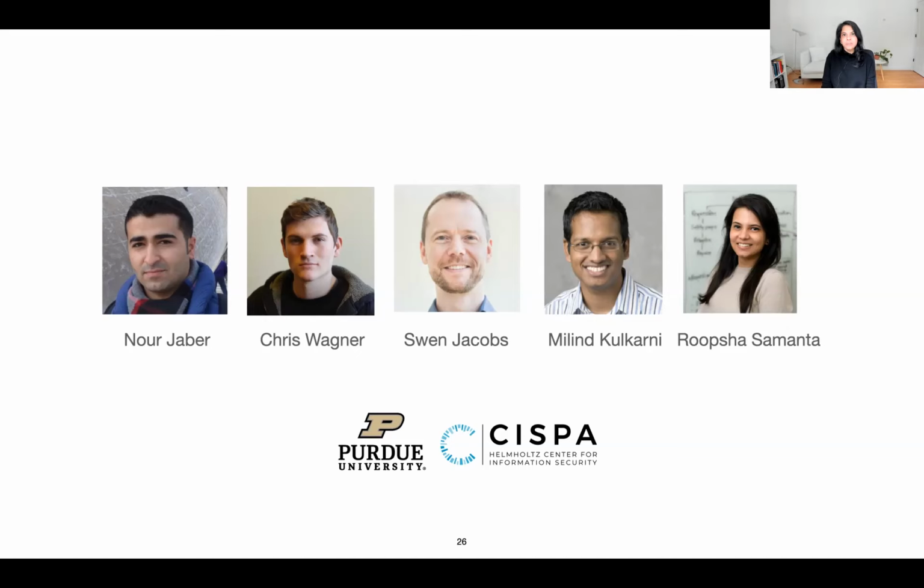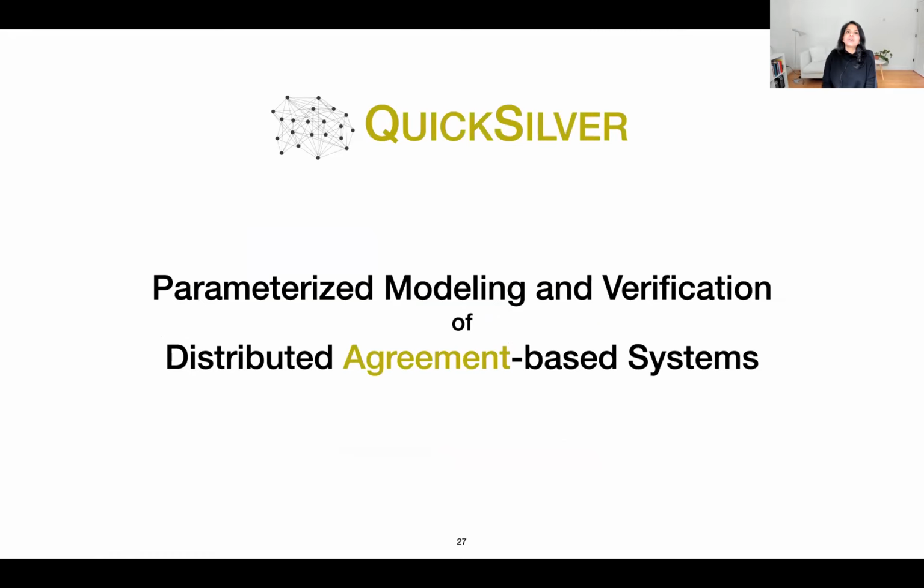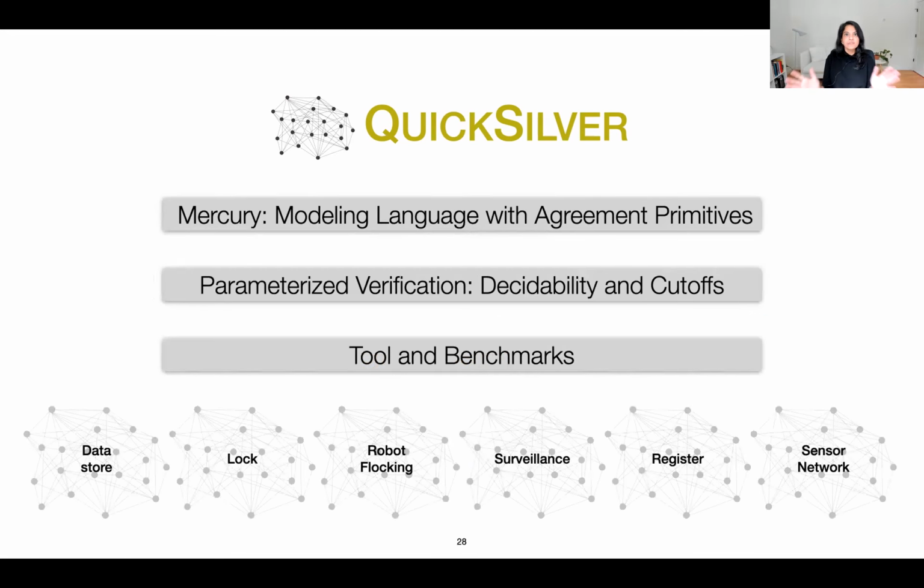So let me actually present to you an instantiation of our Discovery project that is going to appear in OOPSLA 2021, just in a couple of weeks, which focuses on parametrized verification and modeling for distributed systems that are built on top of agreement protocols. Okay, so the core protocols that we are considering are agreement protocols like consensus and leader election. So for Quicksilver, let me take you through three main contributions.